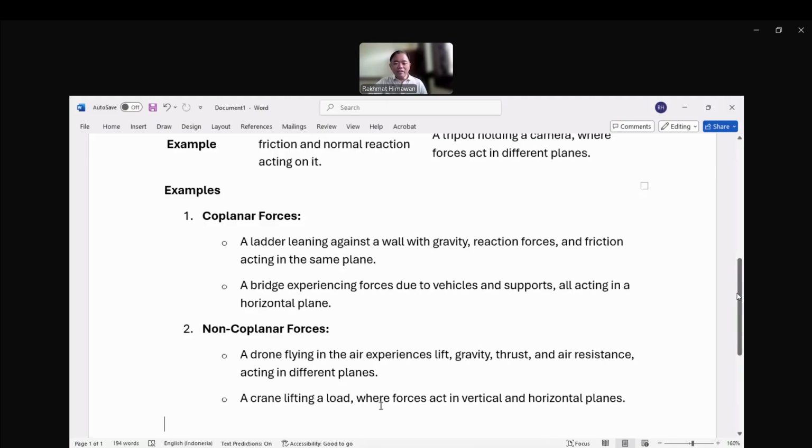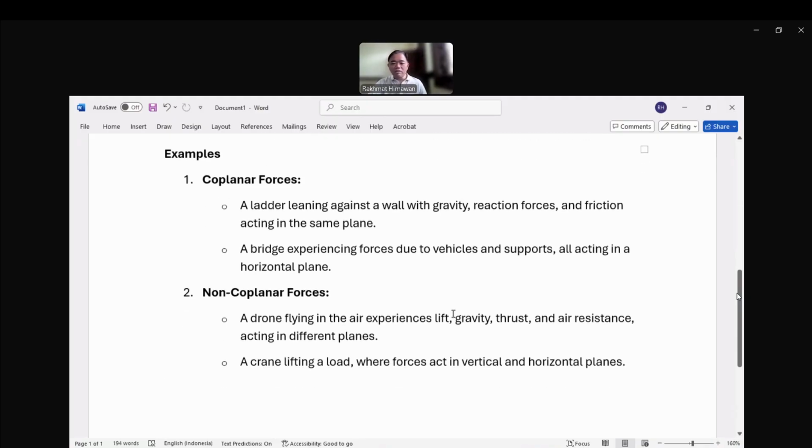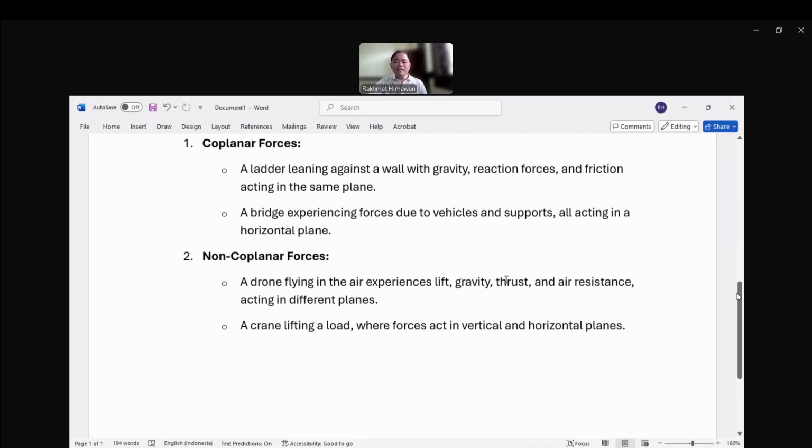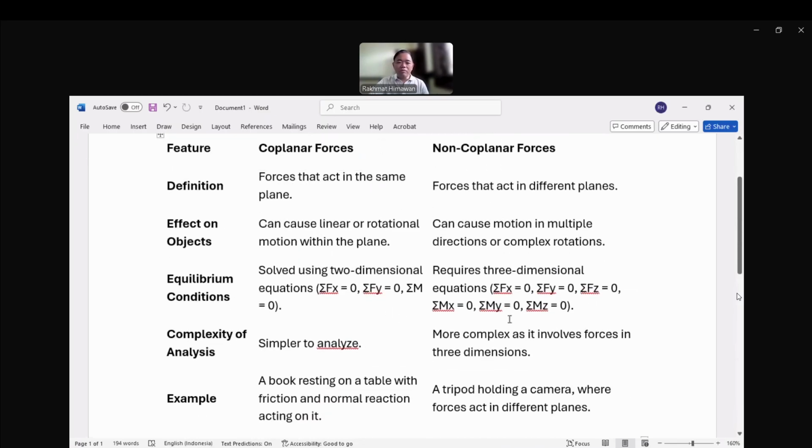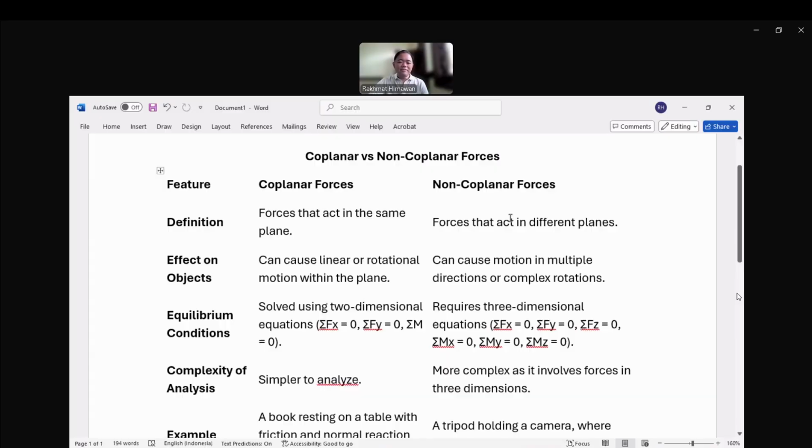A crane lifting a load, where the force has a vertical and horizontal plane, not just one plane, is also an example of a non-coplanar force. This is if it's being asked, since most of what we learn is coplanar, but you may be asked what a non-coplanar force is. Okay. Any question on this additional concept?